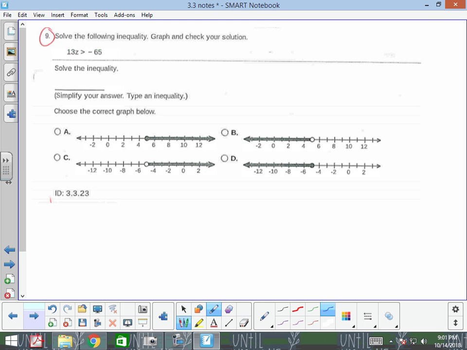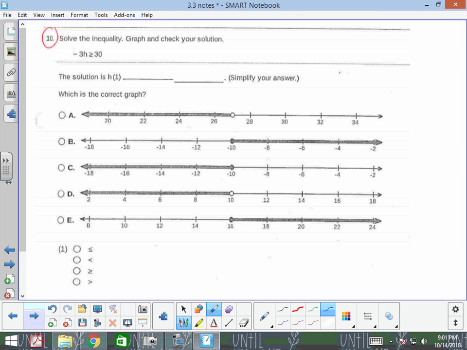All right, number 9. Now don't get carried away with the trap. If you divide by a positive, it doesn't matter if your answer is negative. If we divide by a positive, the symbol is going to stay exactly the way it is. So don't get too carried away with that. So Z is greater than negative 5, and our graph would be a hole at negative 5 and shaded to the right.